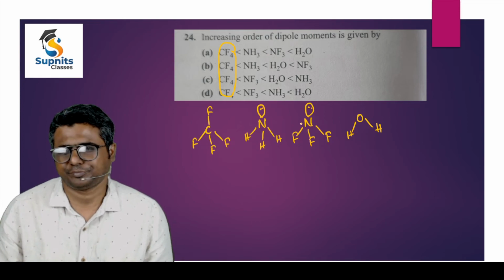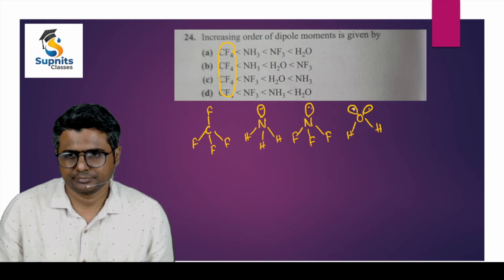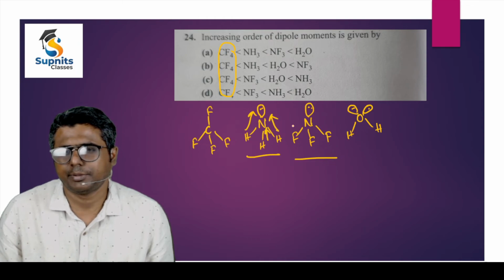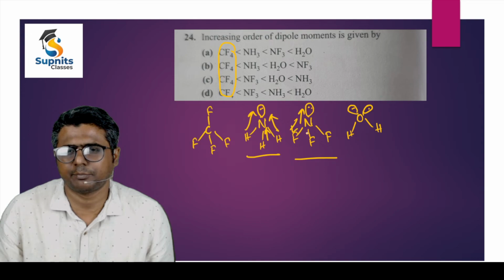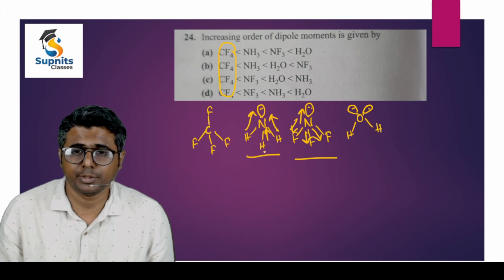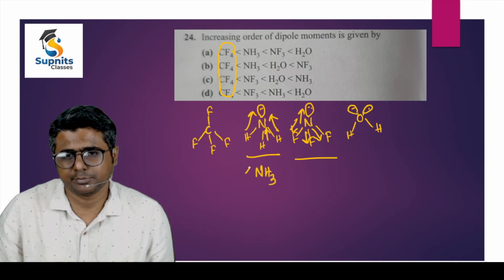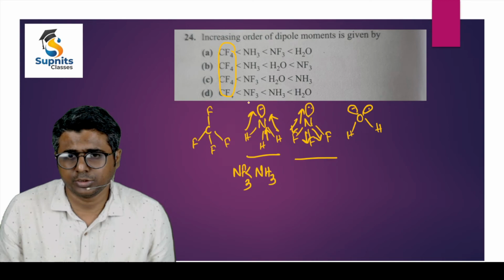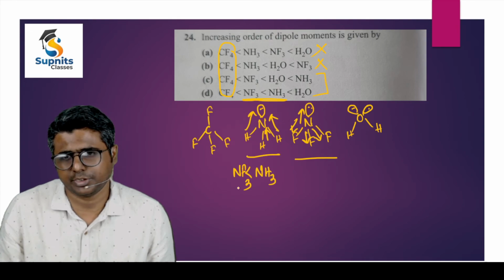Next we will go for, say, let us compare these two. In NH3 all the dipole moments are going upwards like this, but in NF3 there is cancellation of dipole moment. So NH3 must have more dipole moment than NF3. We'll choose out those options first. This is correct according to what we are doing. This is wrong, NH3 cannot have less than that. This is wrong. So this too is a possibility.